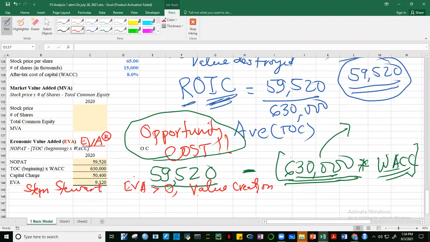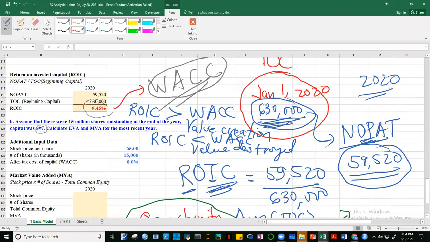Kasi pareho lang yung ginagamit natin dito, no? Ginamit natin dito yung NOPAT, ginamit natin dito yung TOC, ginamit natin dito yung WACC. Ganun din guys si ROIC. No? Ginamit natin si NOPAT, ginamit din natin si TOC, tapos kinumpare natin si ROIC with WACC. So all the elements are there. That's why we get the same results.